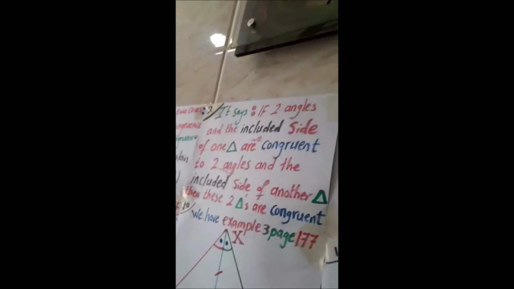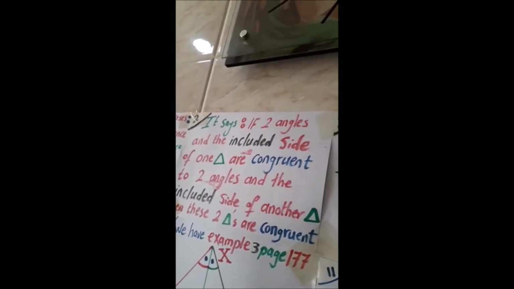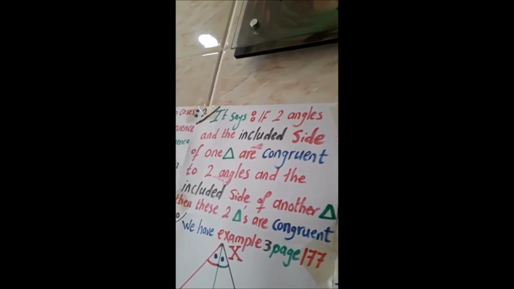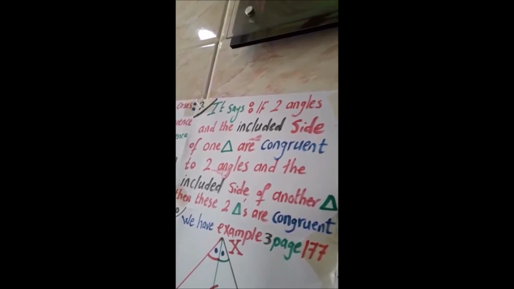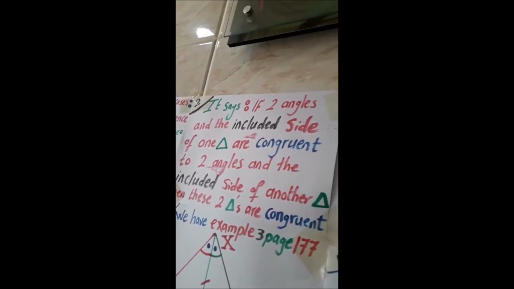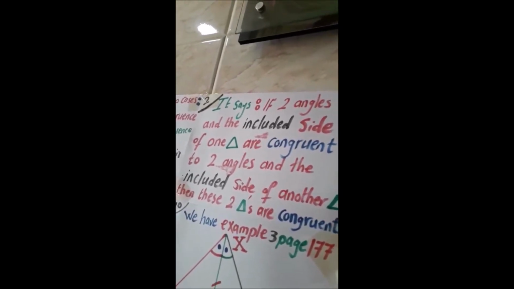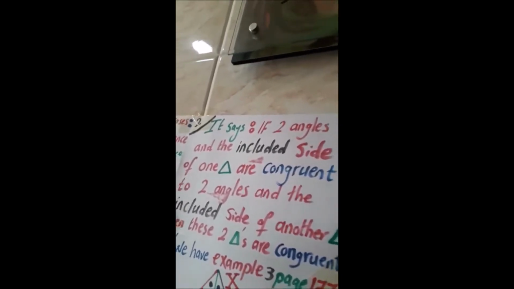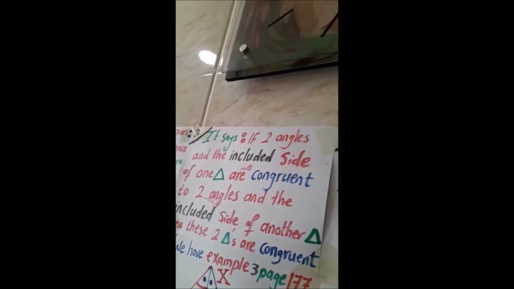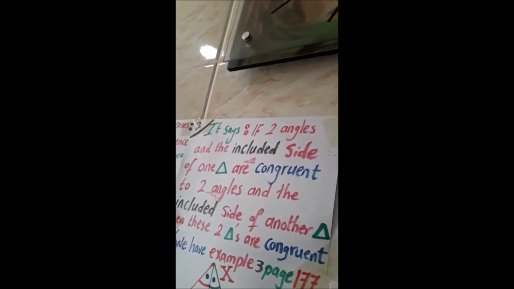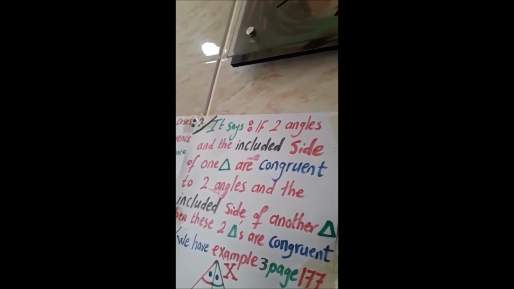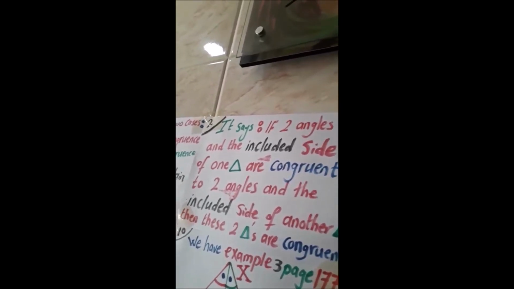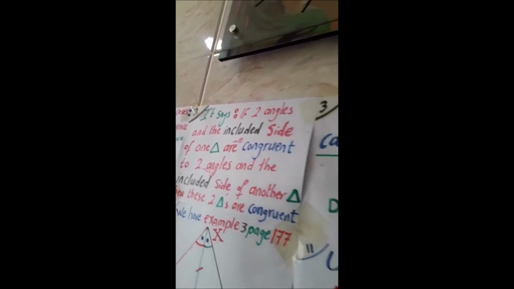So this postulate says if two angles and the included side of one triangle are congruent to two angles and the included side of another triangle, then these two triangles are congruent. Again, postulate 3 says if two angles and the included side of one triangle are congruent to two angles and the included side of another triangle, then these two triangles are congruent.